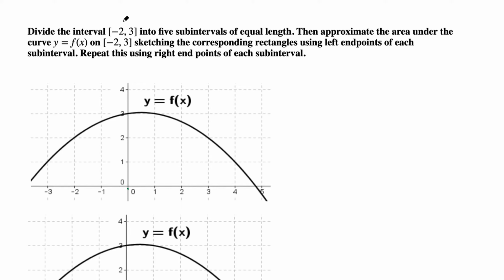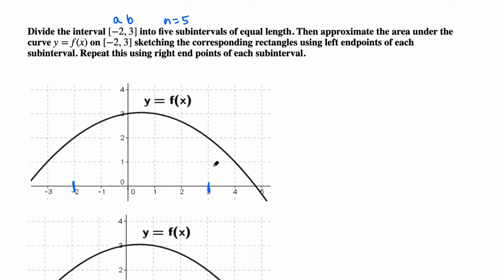Divide the interval -2 to 3 into 5 sub-intervals of equal length. Okay, let's look at the given graph. -2 to 3. So we want to divide this into 5 sub-intervals of equal length. So this is like a to b, and 5 means n equals 5.